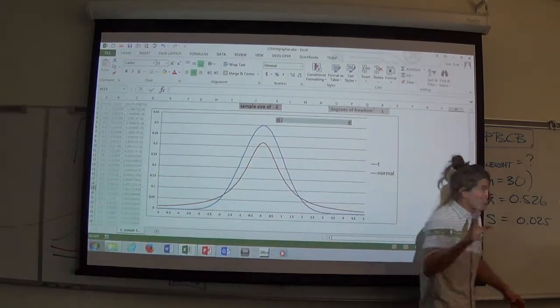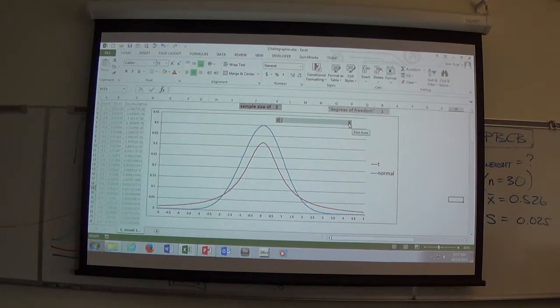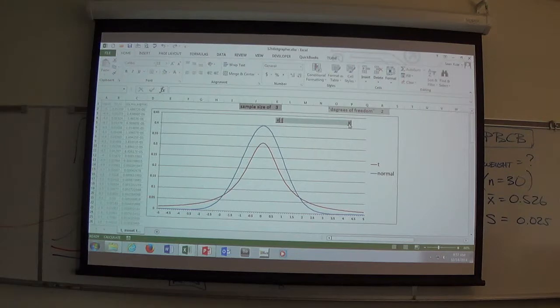But now here's the really, really cool part. If you increase your sample size, watch the red curve. What's happening to the red curve as your sample size goes up? It's getting closer to the same. It's asymptotically limited to the normal distribution. Watch. As soon as we get up to a sample size of 30, which is my Del Taco half-pound bean and cheese burritos, can you even tell them apart?